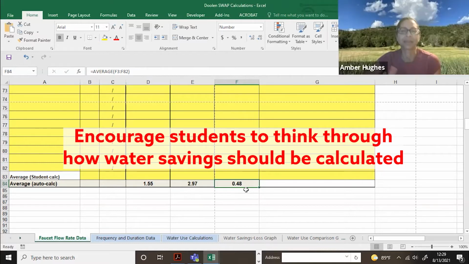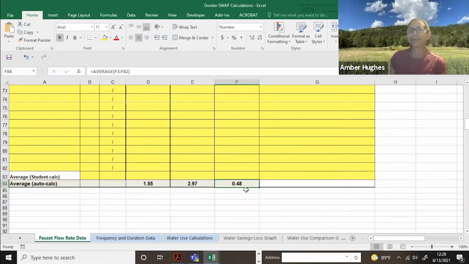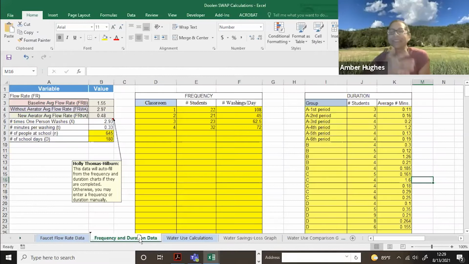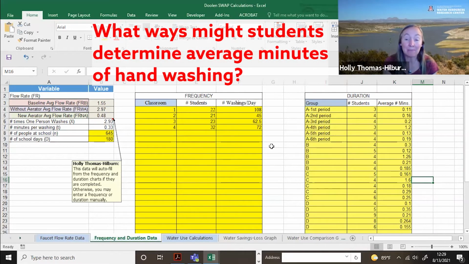And right, so because typically students wash their hands 20 seconds. So then we have to figure out, well, how many minutes is that? Right. So that's something we might want to throw in there. So we might want to have them think about, okay, if they want to know how many minutes the faucet is running, how are they going to figure that out?